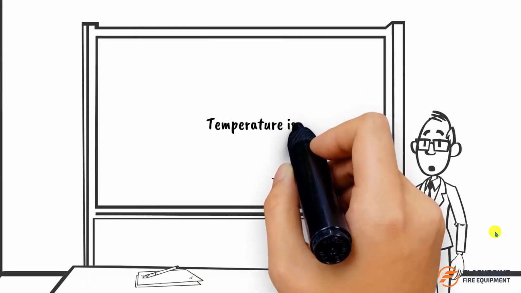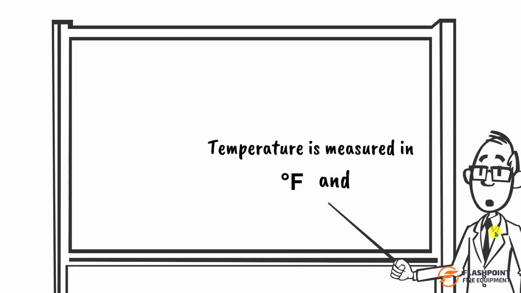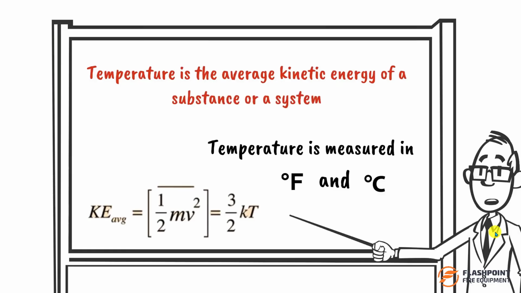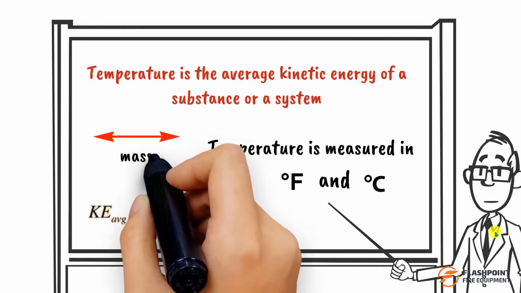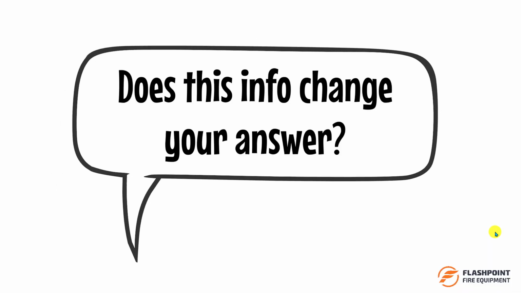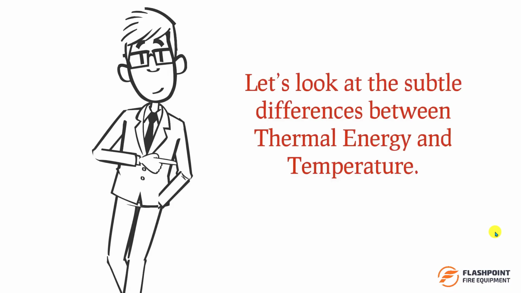Temperature, on the other hand, is measured in degrees Fahrenheit or degrees Celsius. Temperature is the average kinetic energy of a substance or a system. Since it is the average kinetic energy, it is not impacted by size and mass. Does this info change your answer? Let's look at the subtle differences between thermal energy and temperature.